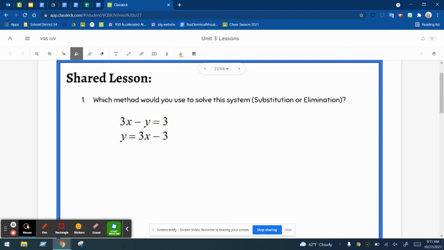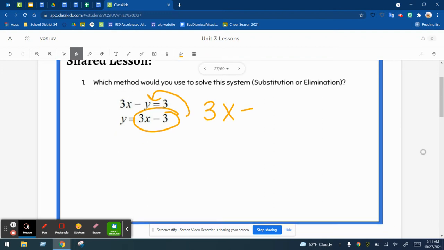So, looking at this problem, what strategy would I use to solve the system? Substitution or elimination? Substitution, right? It's very clear that I do have my y alone, so it's just going to be easier if I just substitute instead of having to move things around, multiply, get opposites, and eliminate. That might make things a little bit harder. So let's go ahead and use substitution.